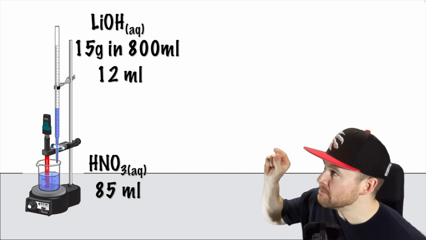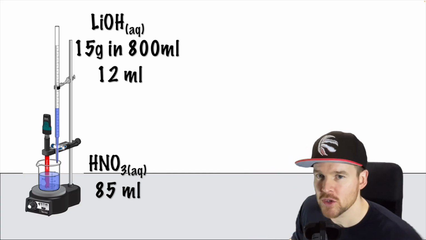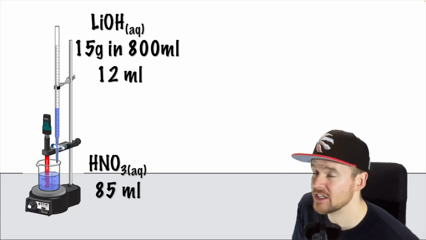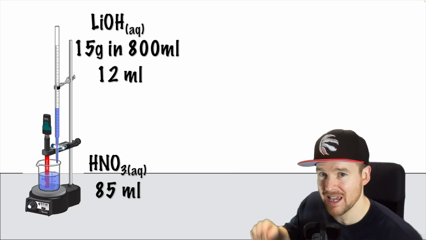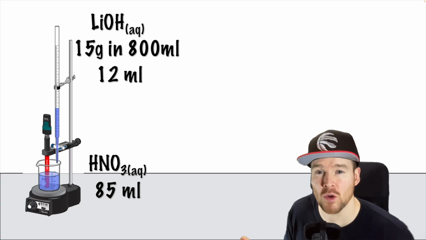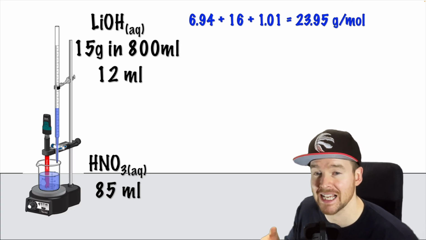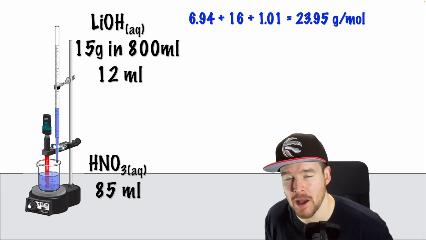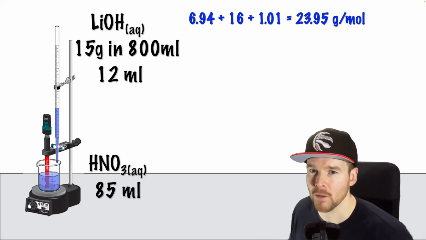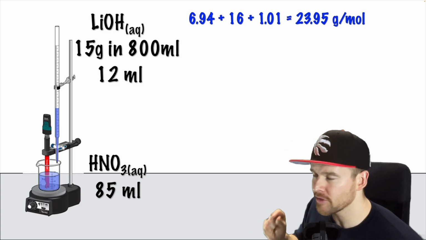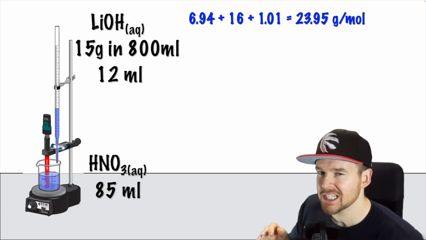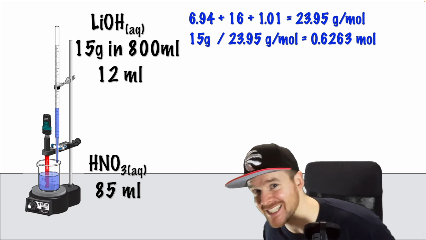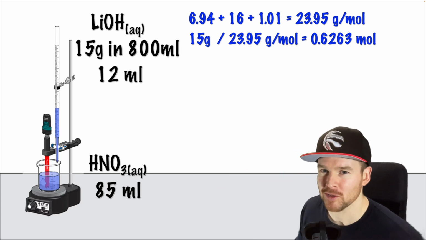So I want to figure out how many moles of OH- got dropped in, but I've got to do a couple steps first. The first part is, well, how many moles is 15 grams? What did we start with when we made this solution? To do that, we have to figure out the molar mass of lithium hydroxide. So we're going to take lithium's mass plus oxygen's mass plus hydrogen's mass, and it's 23.95 grams per mole. So when we have 15 grams, we don't have a full mole. We only have part of a mole. So let's divide that, figure out how much of a mole we have. It's over there on the screen, 0.6263 moles. Okay, that's a good start.